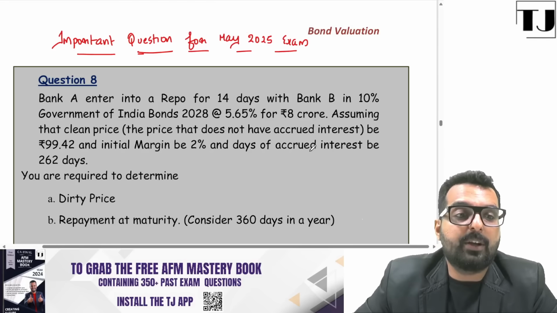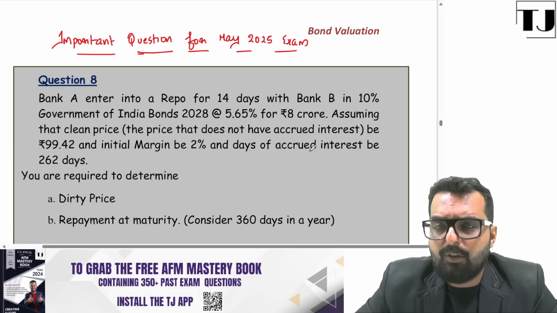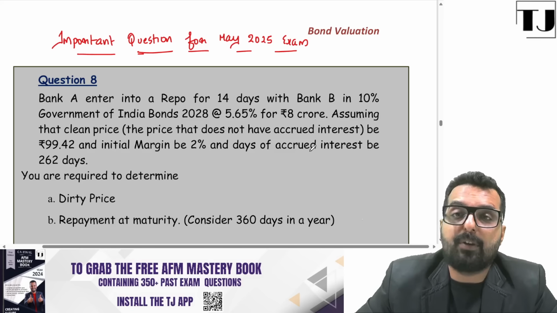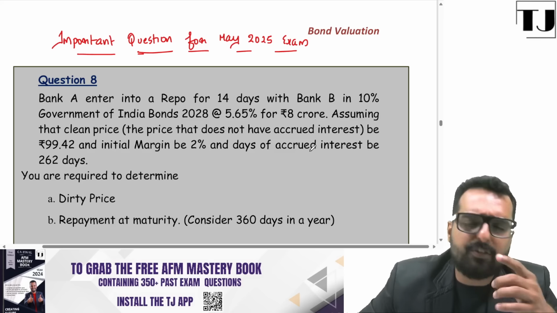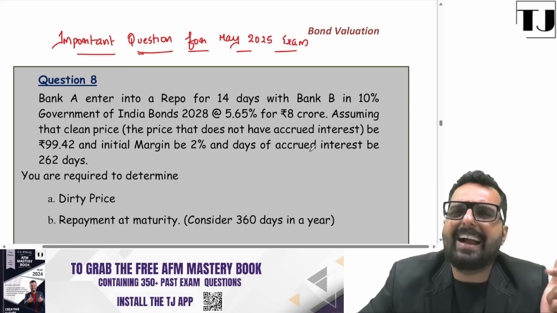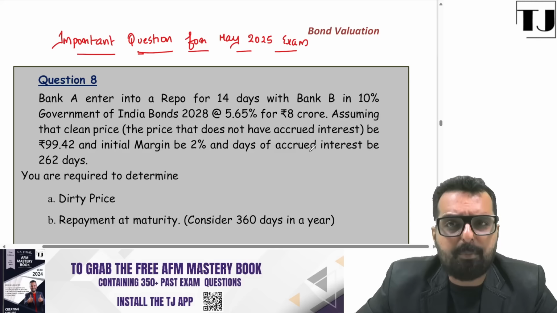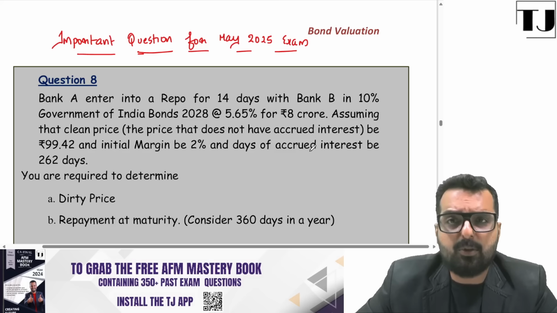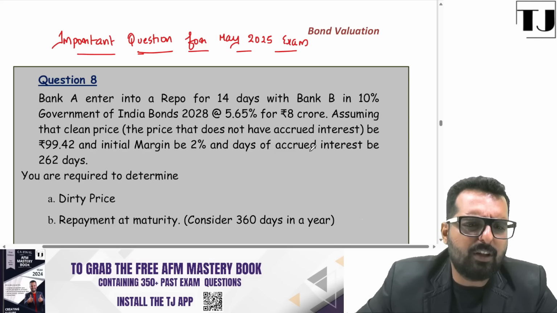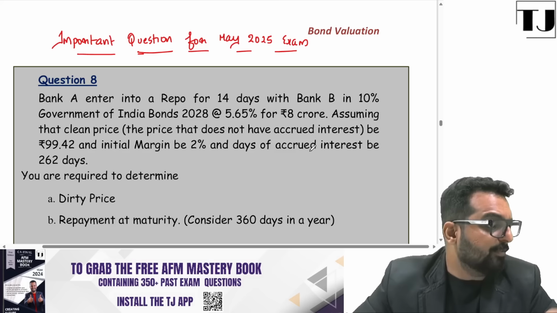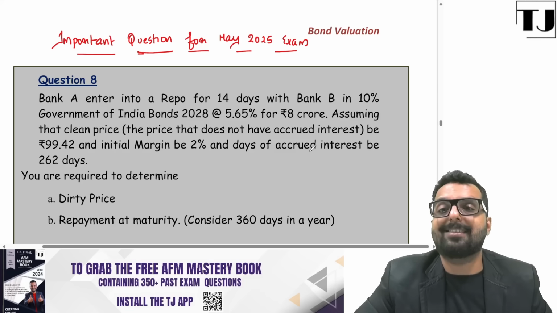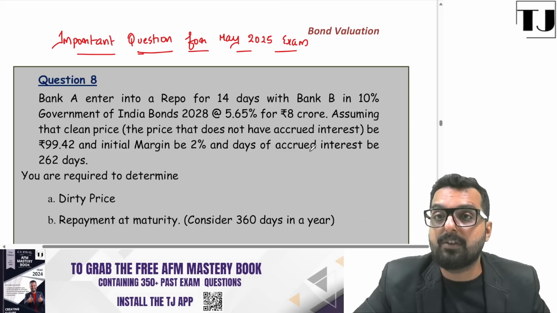Now friends, we are going to the next important question for the upcoming May 2025 examination. It is a question on clean price and dirty price. Friends, in this question, they have used the word repo. So many people find this question difficult, not because the numbers are complicated. They find it difficult mainly because they don't understand what is a repo agreement or what is a reverse repo agreement.